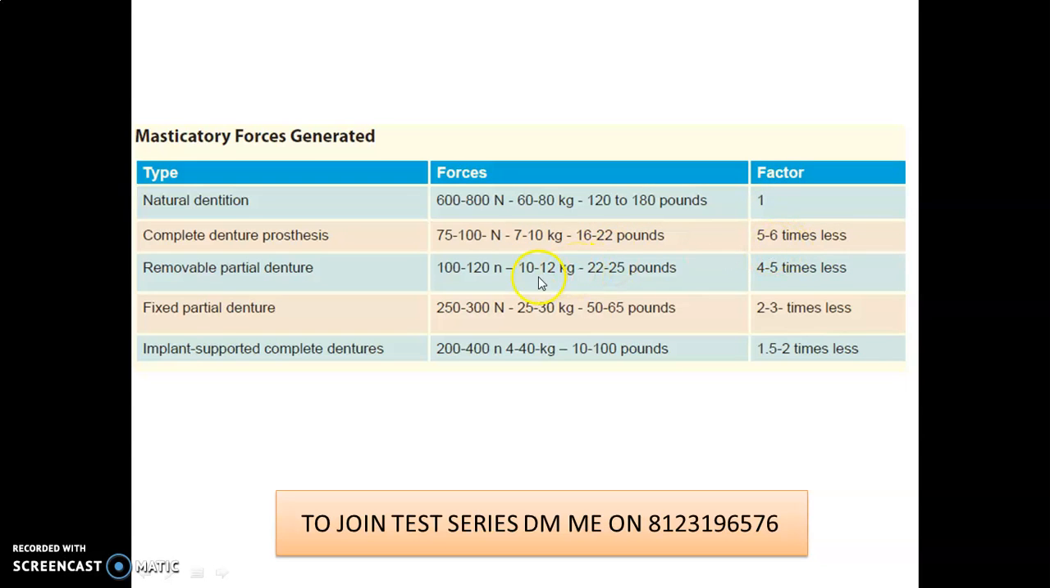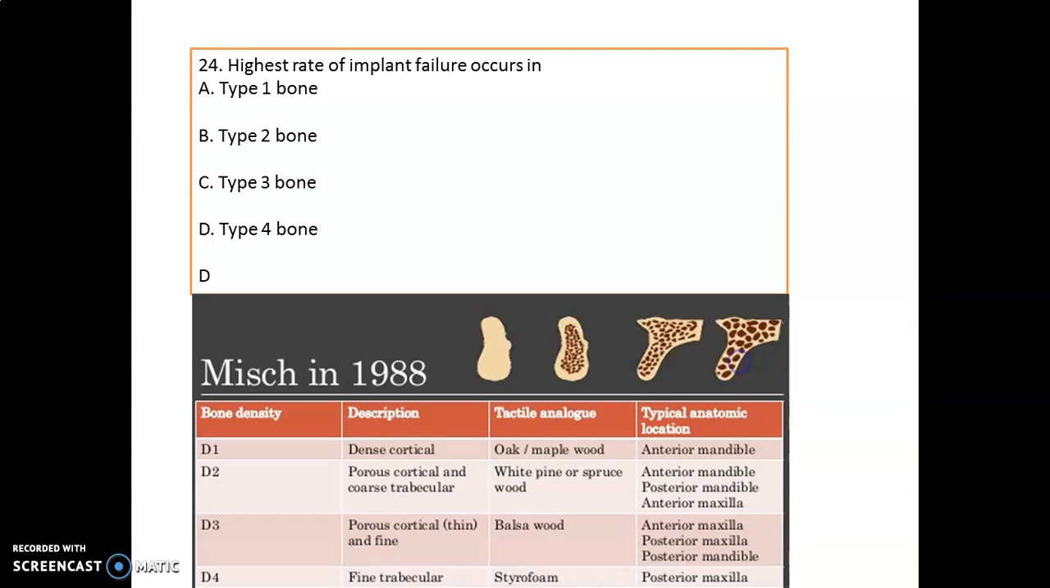Removable partial denture is 10 to 12 kg, which is 4 to 5 times less. FPD is 25 to 30 kg, which is 2 to 3 times less. And in implant supported complete denture, it is 4 to 40 kg, that is 1.5 to 2 times less. So please, aspirant, remember this masticatory forces chart. Okay, let's see another question.